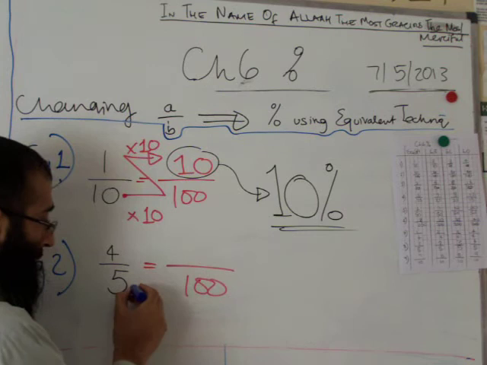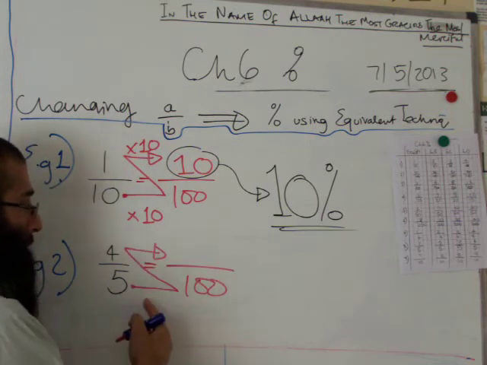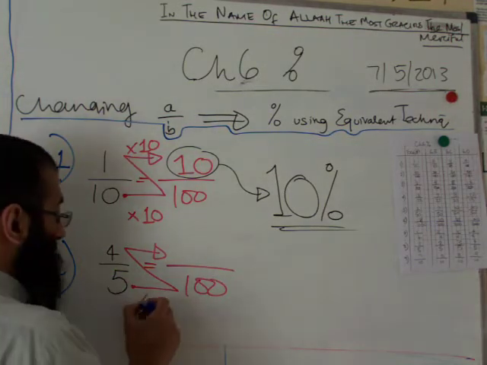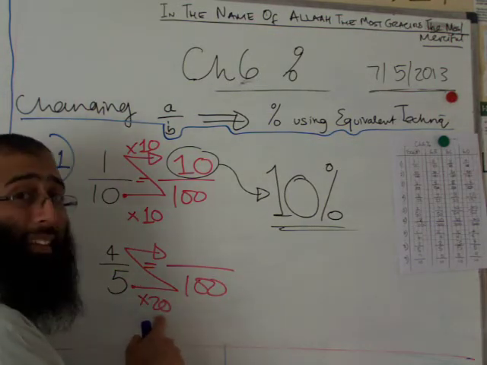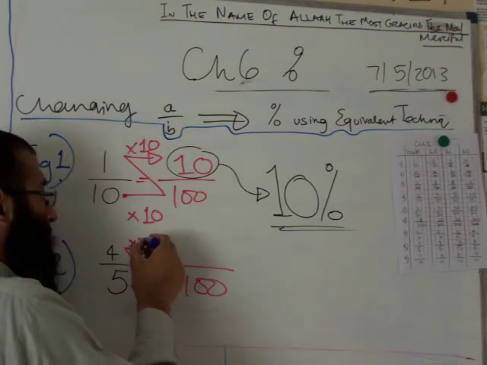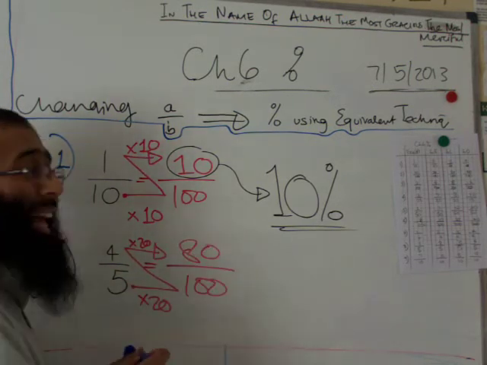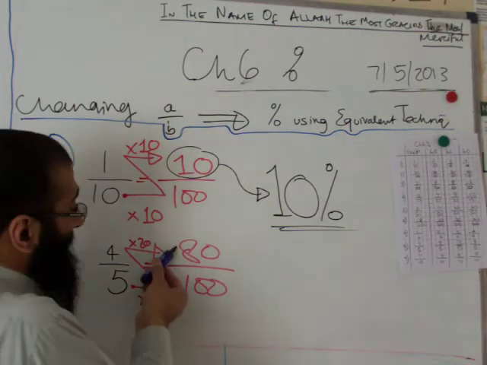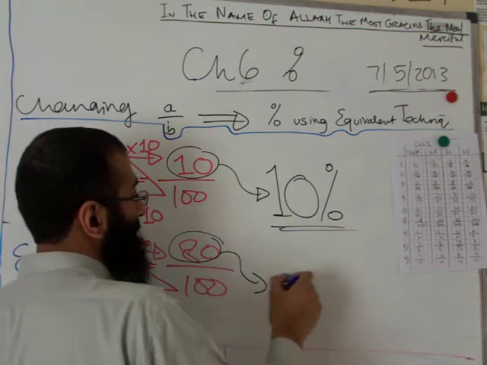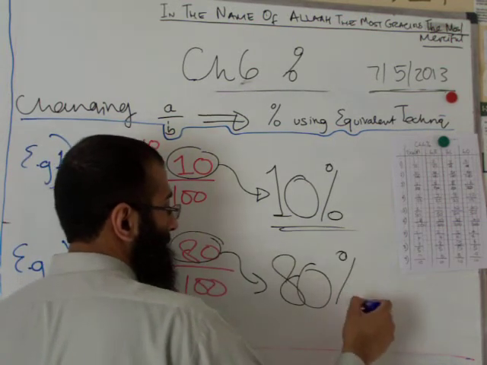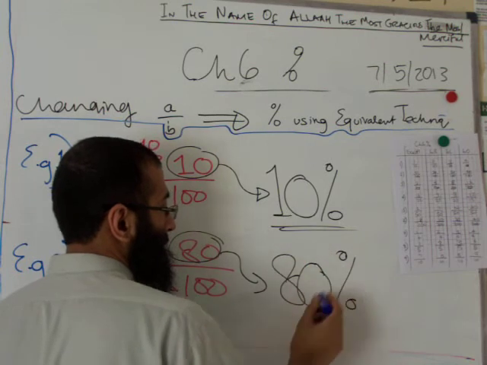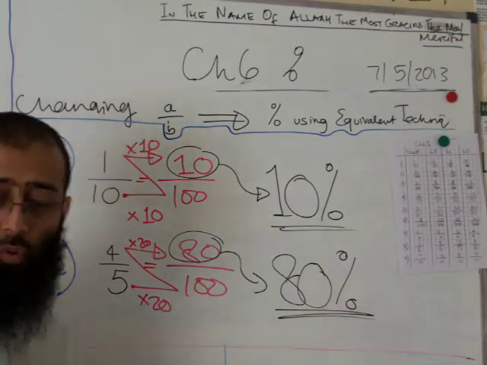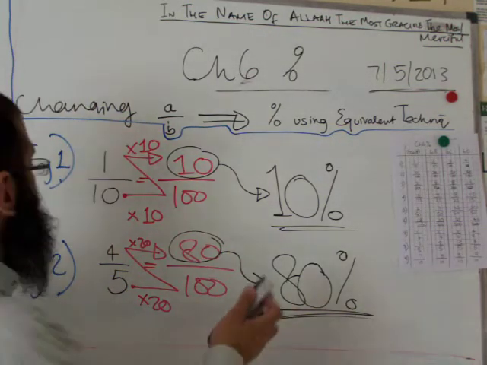How many hundredths? Start from the 5. What do you times 5 by to give you 100? 20. Thank you, Amina. If you times the bottom by 20, Amina, what do we do to the top? Times that by 20 as well. So 4 times by 20 will give you 80 over 100, 80 hundredths. Now, a percentage means out of 100, so that's 80%. Okay, done. Alright, let's do 2 more quick examples, and that'll be the end of the video.